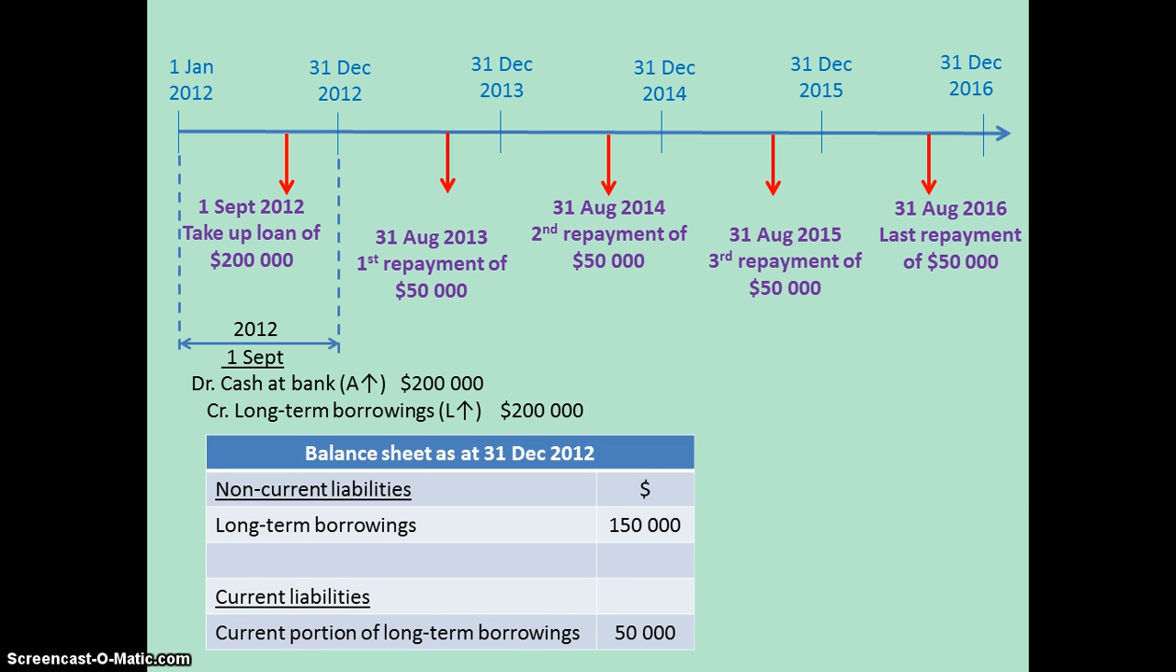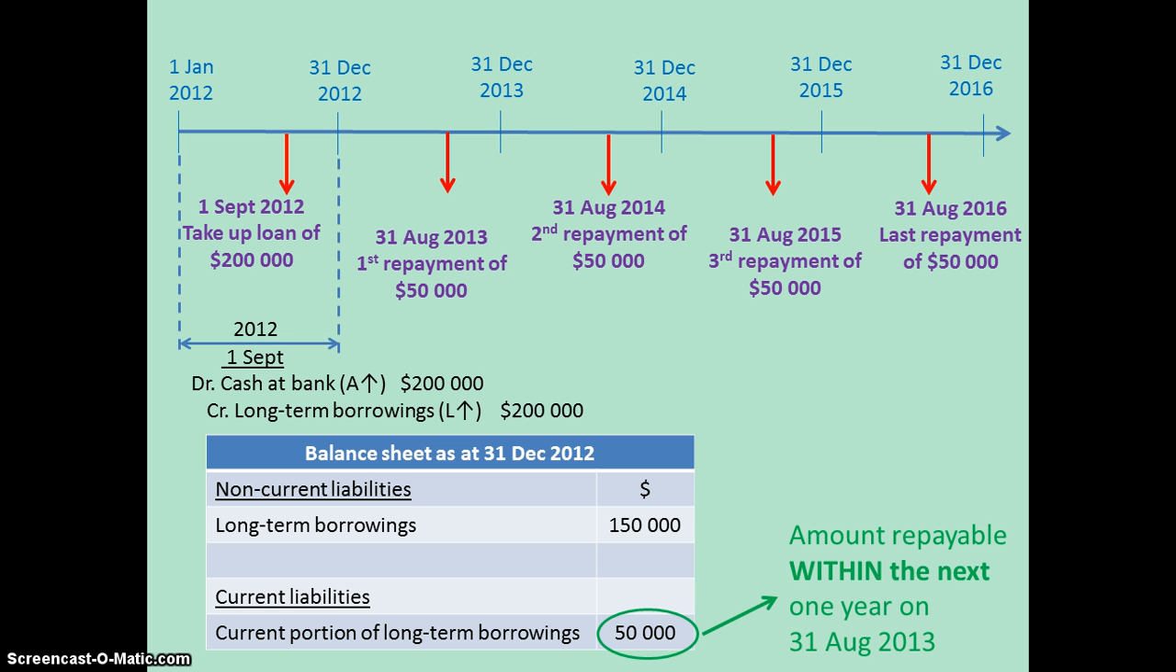In the balance sheet extract as at 31st December 2012, the 200,000 loan is split into two portions according to the repayment period. Since the first repayment of 50,000 is on 31st August 2013, which is within the next financial year 2013, this amount of 50,000 is classified under current liabilities as current portion of long-term borrowings. The remaining 150,000 is repayable after 1 year, as can be seen from the second, third, and fourth repayment dates. So, this 150,000 is classified under non-current liabilities as long-term borrowings.